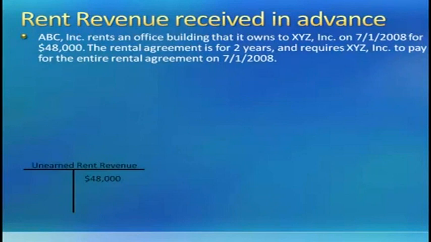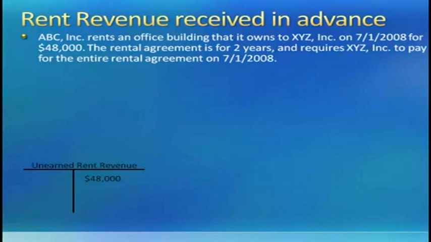If they prepare annual financial statements on December 31st each year, then they would want to determine how much of the rent revenue they have earned by the end of December and record that amount in the current year. Likewise, they would also want to reduce the balance of the unearned rent revenue account to show that they do not owe the $48,000 worth of rent anymore. They owe a smaller portion of that amount that they haven't yet earned.